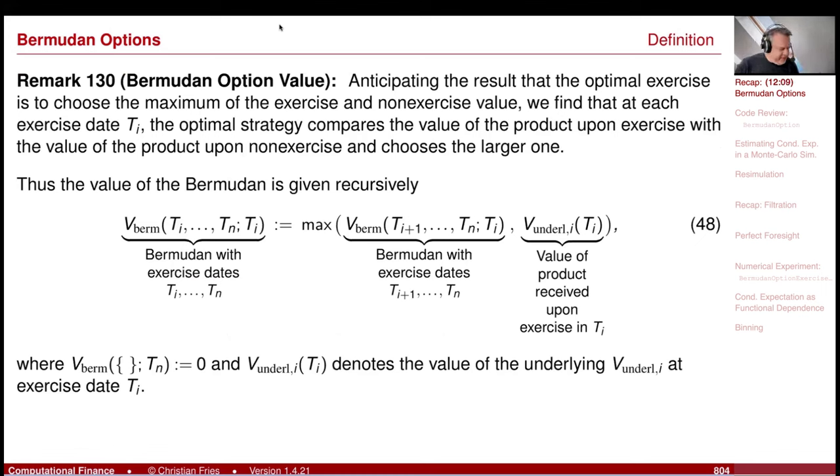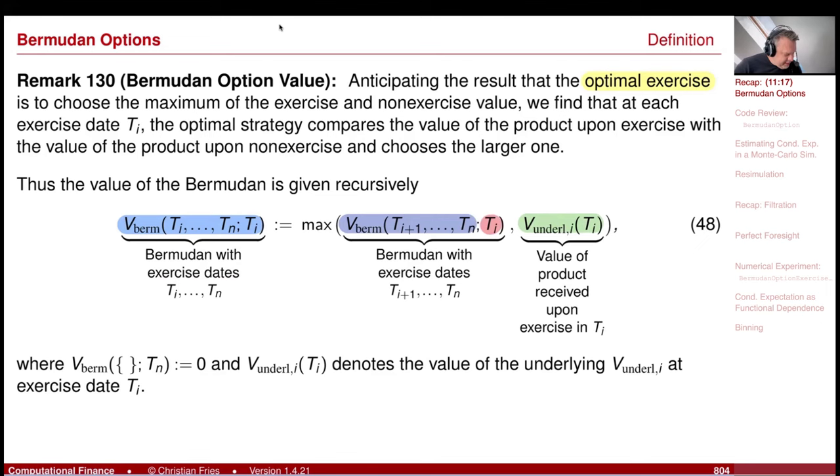If you anticipate the result that we perform optimal exercise, you can define the value of the Bermudan recursively going backward. So the value of the Bermudan at time ti with exercise from ti to tn is, of course, decided by what has the larger value. Is it the underlying that you would receive if you exercise at time ti, or is it the value of the Bermudan that now has exercise times ti plus one to tn? So the value of the remaining exercise rights, but, and that's now important, evaluated at this time of decision.